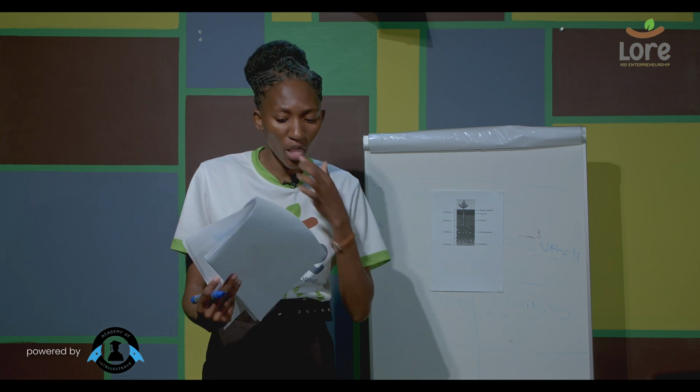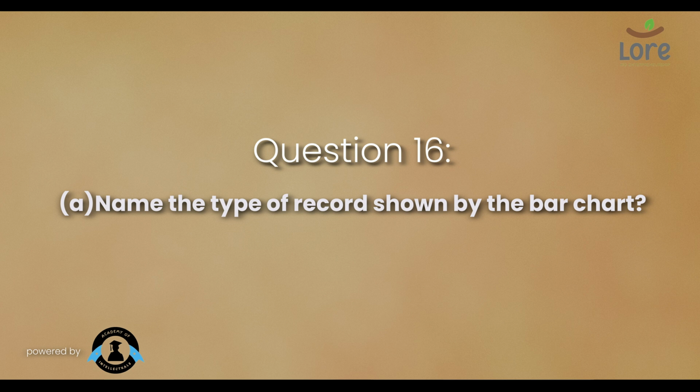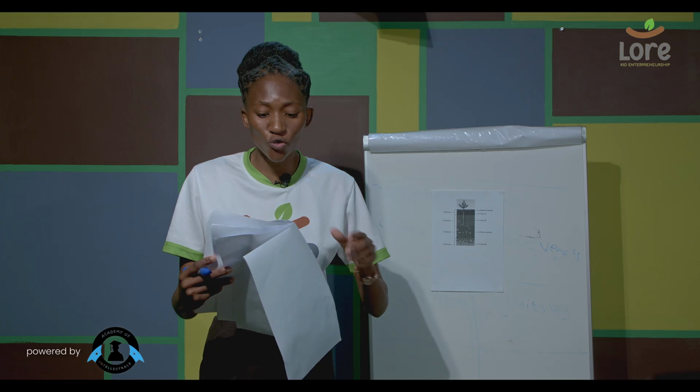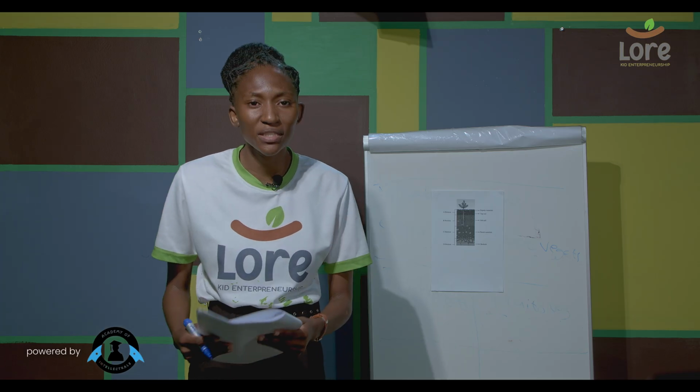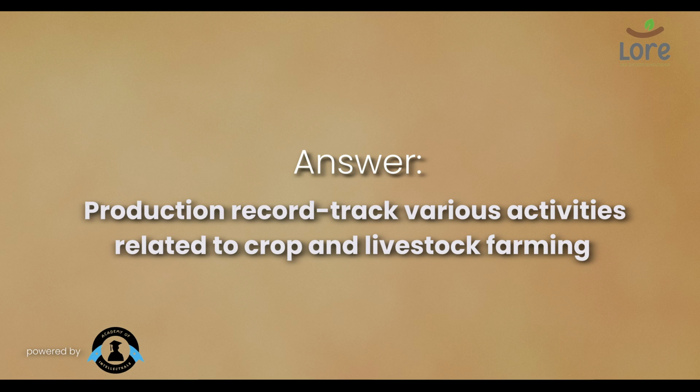Now, our question was saying, name the type of record shown by the bar chart. The type of record that is shown by the bar chart is production record. That's how you earn your 1 mark.